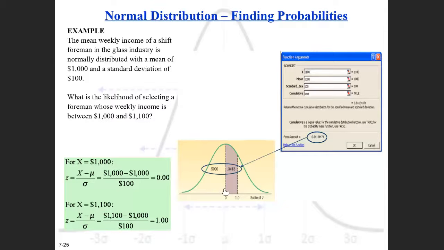Yeah, it's 84.13%. You're adding the 50% that's below the mean. That's all this part here, plus this person earns between 1,000 and 1,100. We're adding this 34.13 to the 50 and get 84.13. Does anybody not see that? Everybody sees it? Okay, great.